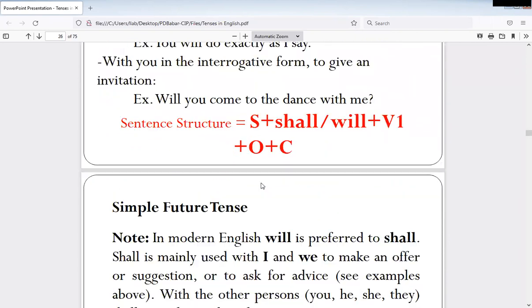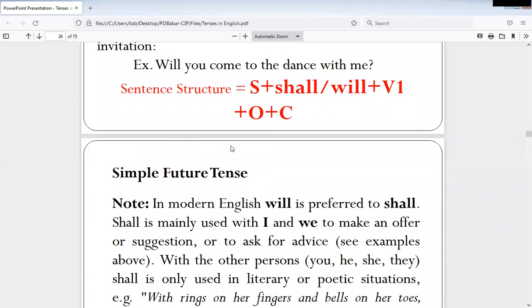So the sentence structure that we have discussed of the simple future tense is subject plus shall or will plus v1 plus object plus complement. Subject plus shall or will plus v1 plus object plus complement. This is the sentence structure for the simple future tense.